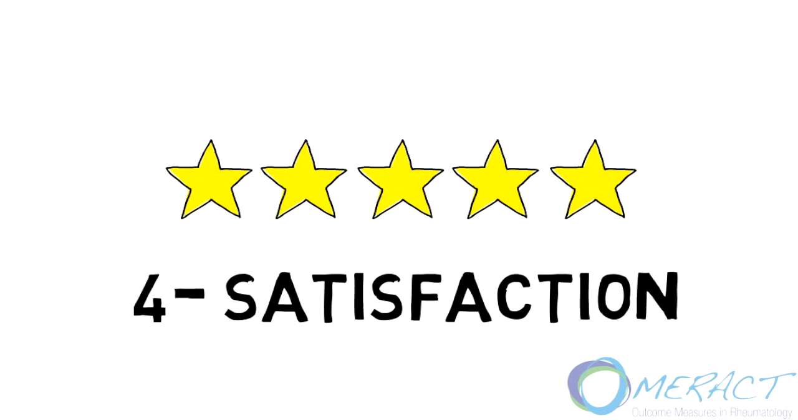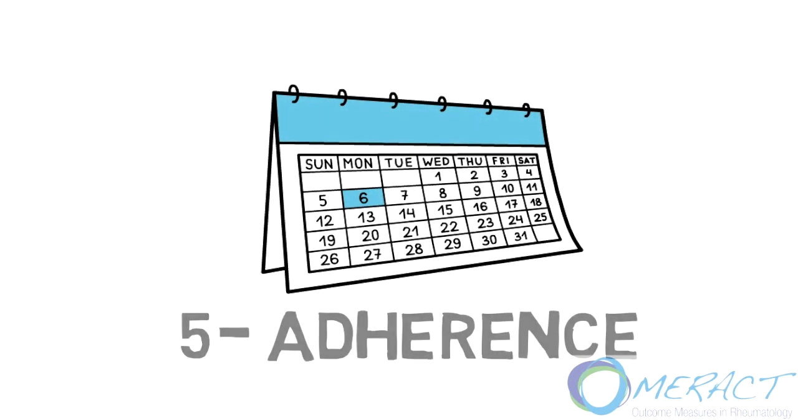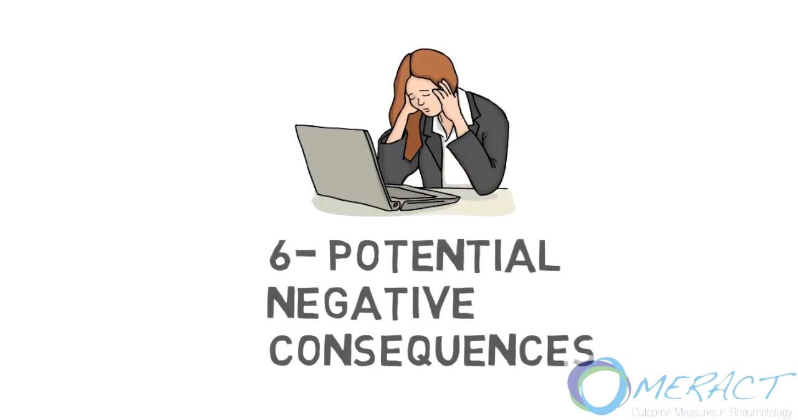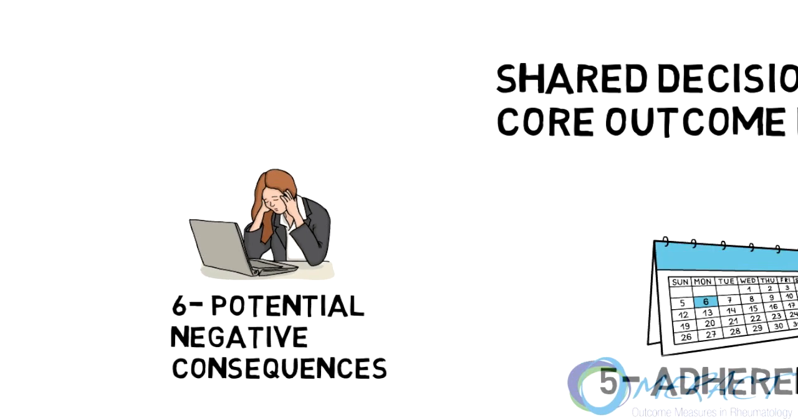Number 5. Is Mary adherent to the chosen option? We must measure if Mary followed through with the chosen treatment option and started using drug A. Finally, number 6. Do Mary and Dr. Joint perceive any potential negative consequences of using the decision aid? For example, do they feel it was difficult to use, stressful, or took too much time or money?